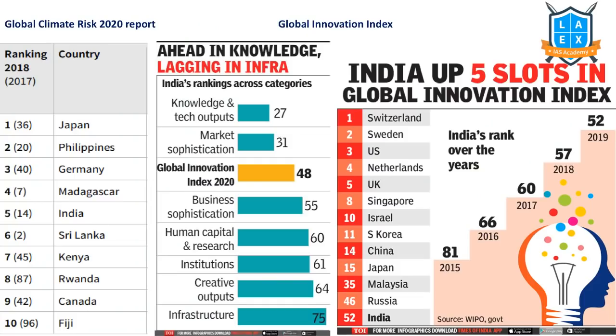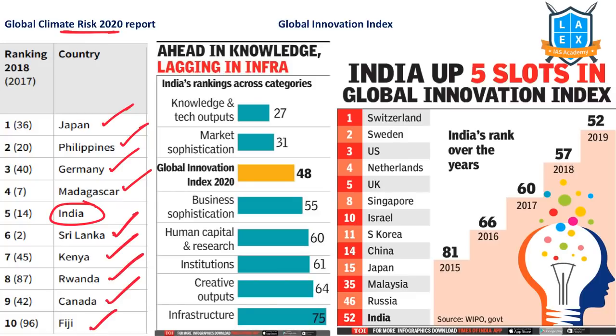Let's understand India's position in the Global Climate Risk Index. India is at 5th position. First three places Japan, Philippines, Germany. 4th position Madagascar. And Sri Lanka is behind us. Kenya, Rwanda, Canada, Fiji. These are top 10 countries which have high vulnerability and which have experienced high losses during last few years. And then Global Innovation Index.